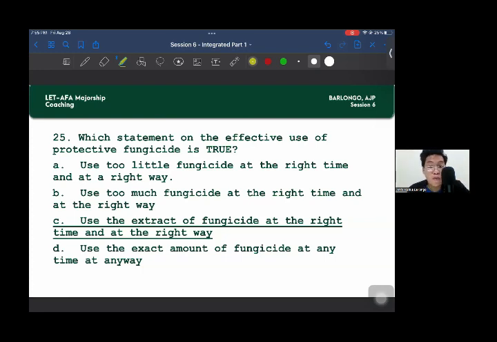Yeah. So a small alteration in a specific choice or a specific answer will make a huge impact kung ano man yung tamang sagot. So dito, kung makikita natin, ito too little, too much, pero dito right naman siya. Right time naman at saka right way. Pero do you need to use too little or do you need to use too much? Tapos dito, use the exact amount of fungicide at the right time and at the right way. Or exact amount of fungicide at any time at any way. So, yung mga different parts ng sentence dapat we are taking into account.